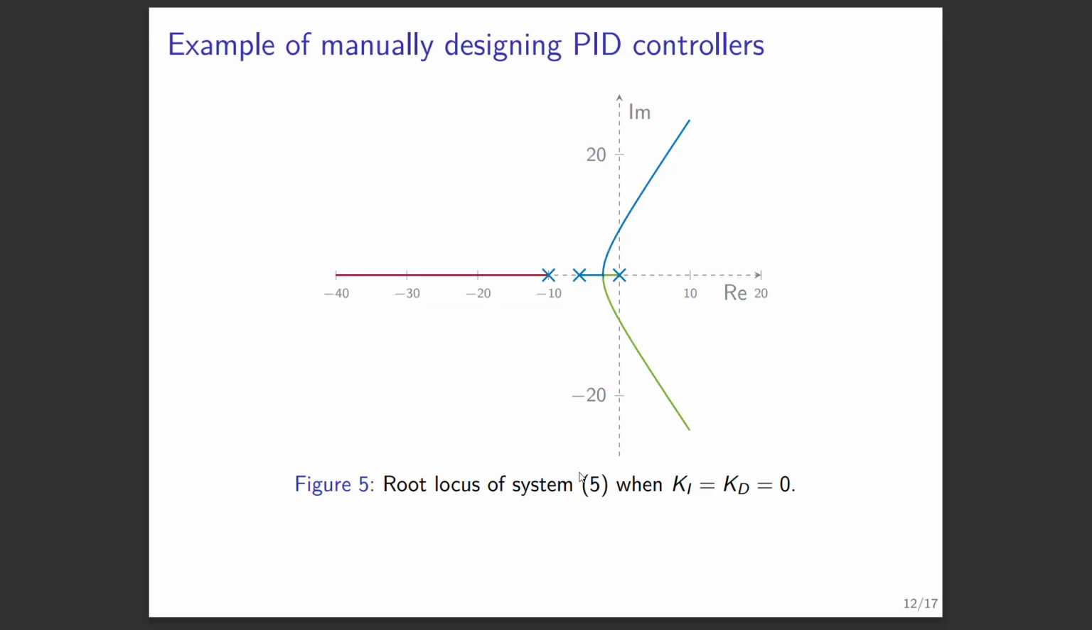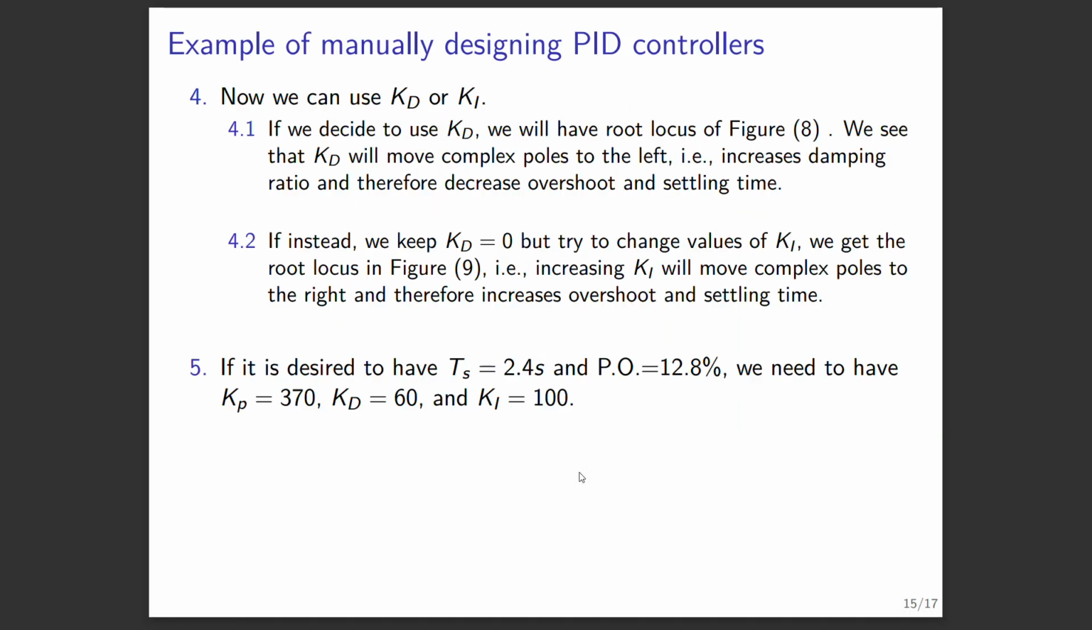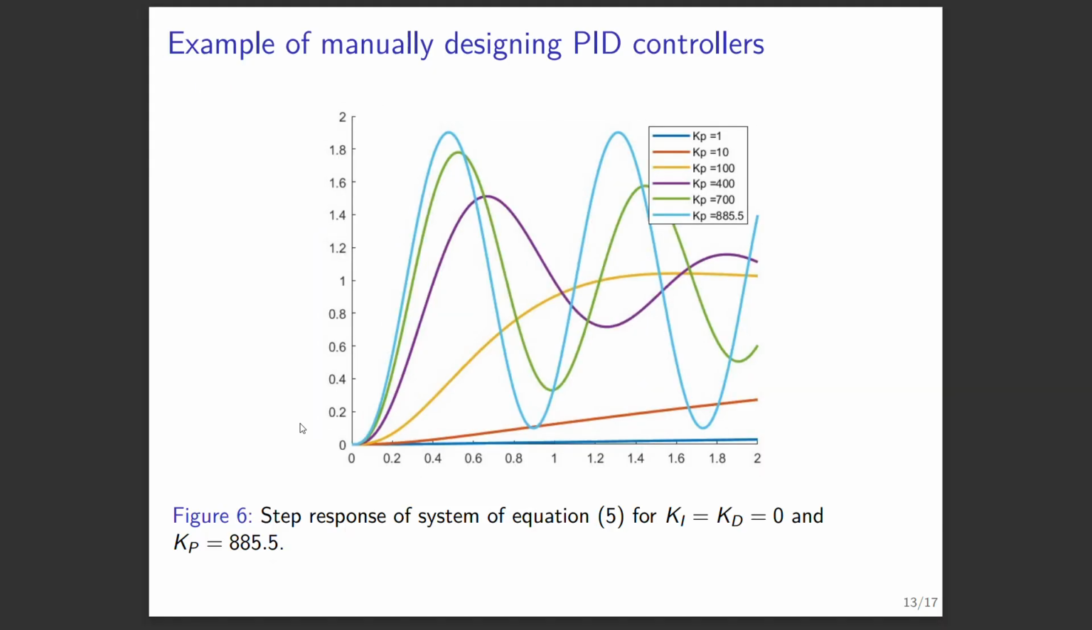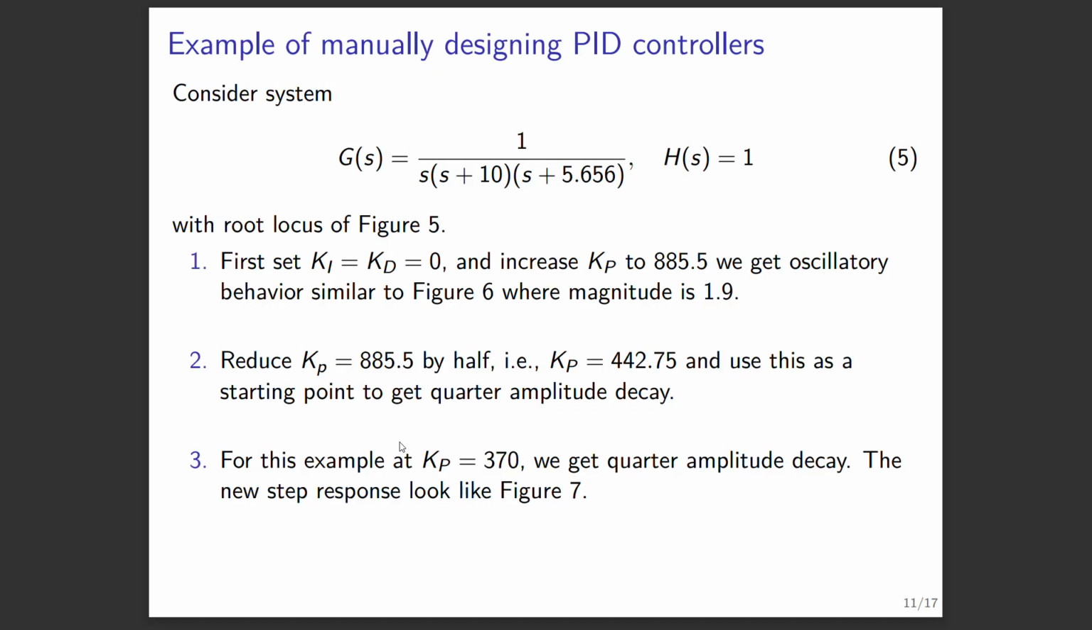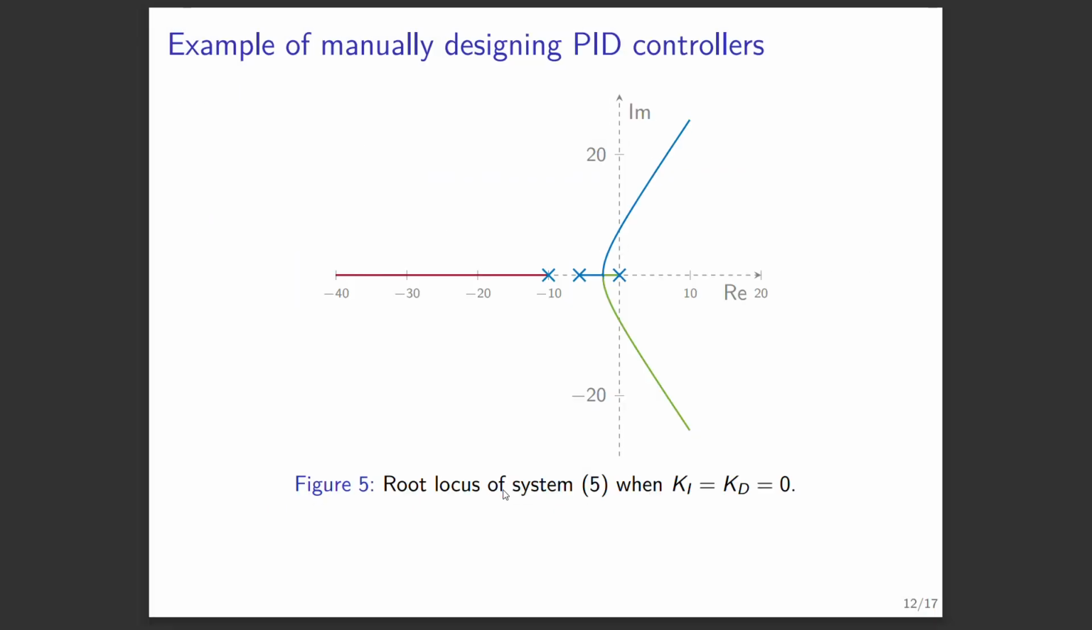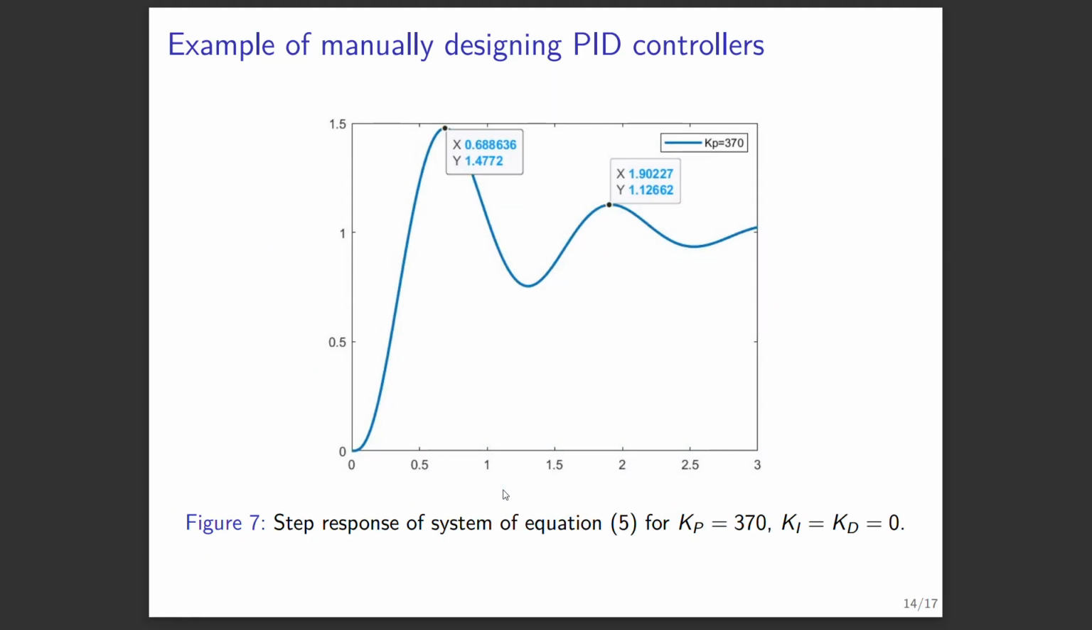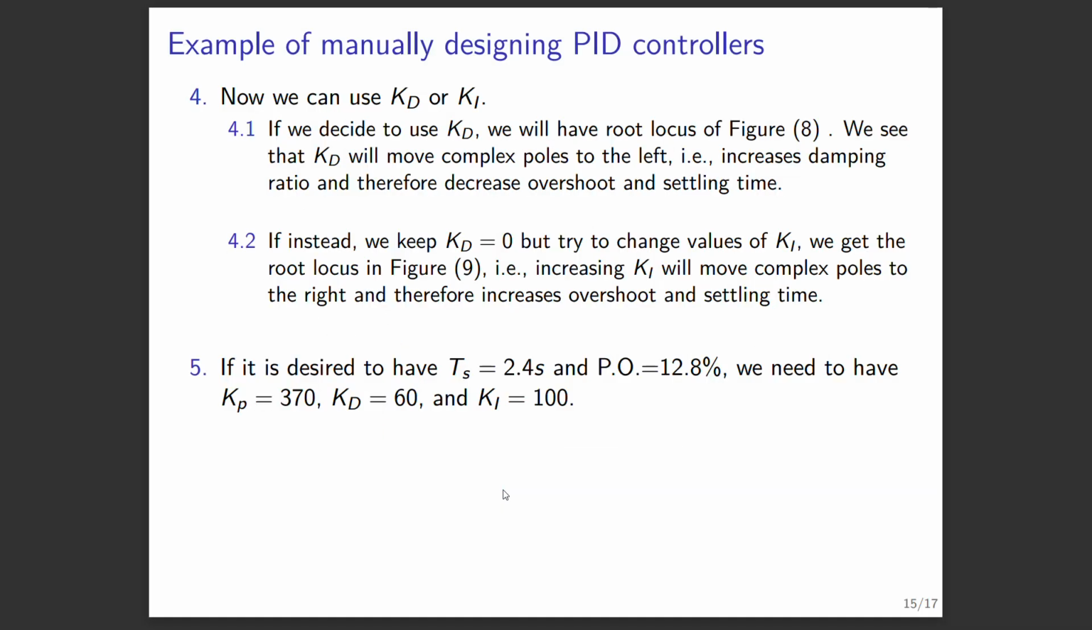And we showed for this example that Kp equals 370 gives us the quarter amplitude decay behavior. Now we want to go to the next step, that is Ki and Kd. Obviously we have a lot of different values for Ki and Kd that give us the behavior that we want. So now we need to have a discussion.